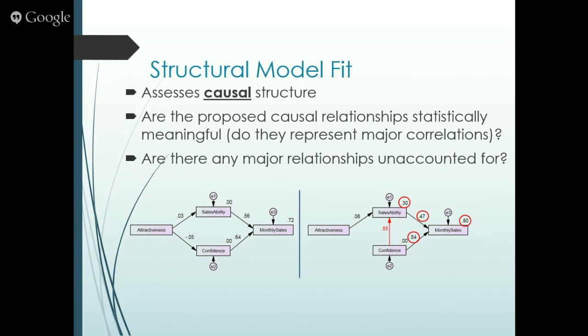And notice it also changes other things. So sales ability used to affect monthly sales by 0.56. And this new one is 0.47. It changes. 0.54 here for this relationship used to be 0.64. So it dampened those relationships. So these are artificially inflated because you're not accounting for some major relationship. So you cannot have confidence in a model that doesn't have good model fit, because you're not accounting for some major influential relationship in the data.